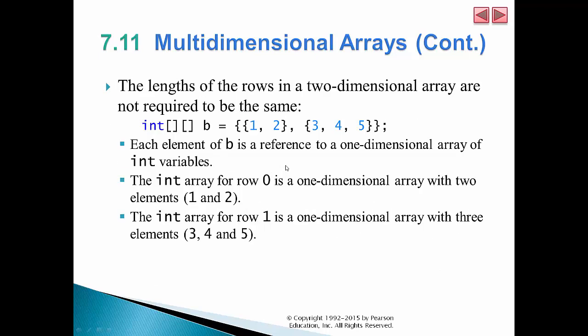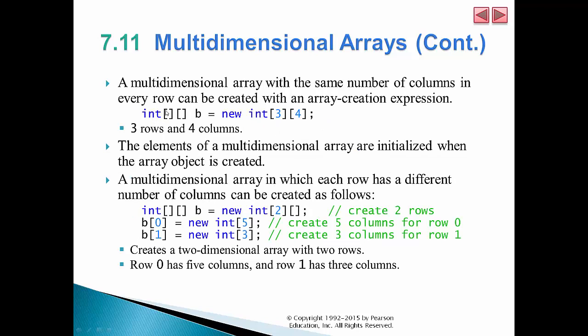As I said, every element of this two-dimensional array is an array itself, and its length is not like a table. The first row can have 2 elements, and the second row can have 3 elements. So it's possible to declare arrays like this. If you don't want to initialize the array, you can do it this way, where this means the number of rows and this means the number of columns.